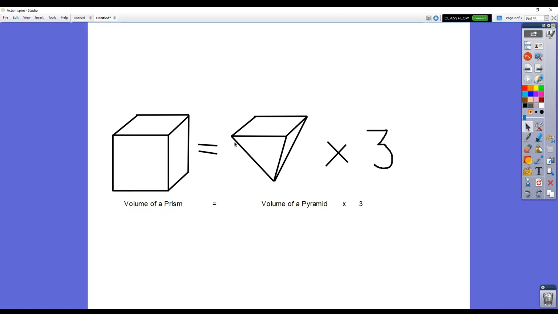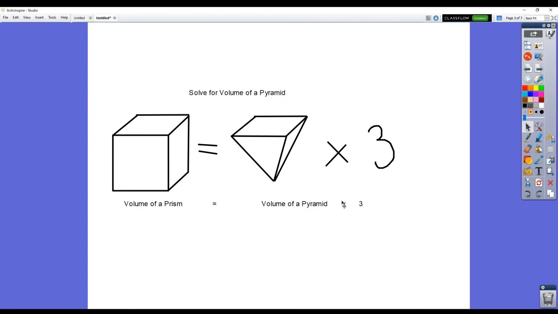So whatever we fill this with, popcorn or rice or water, if I do this 3 times, that's going to equal the same amount of popcorn or rice or water that I could put into the prism. So now I need to solve for the volume of a pyramid. That means I want to get this volume of a pyramid by itself. Well, that's just solving an equation.